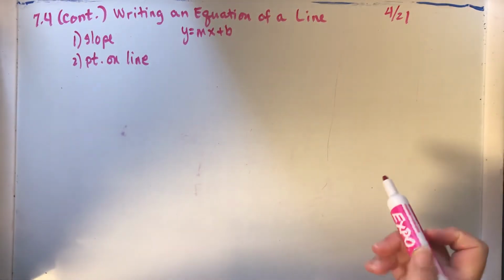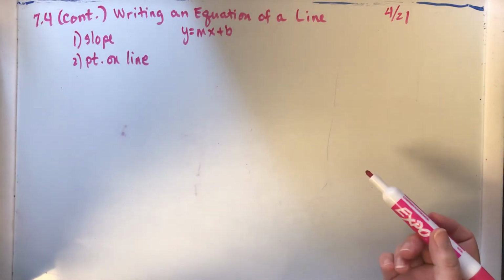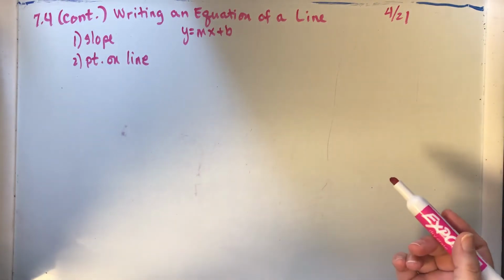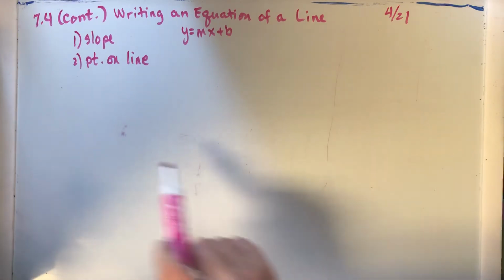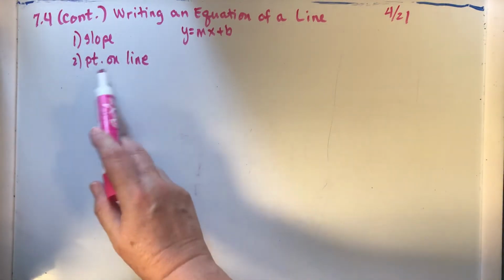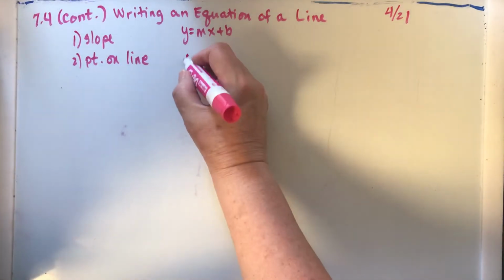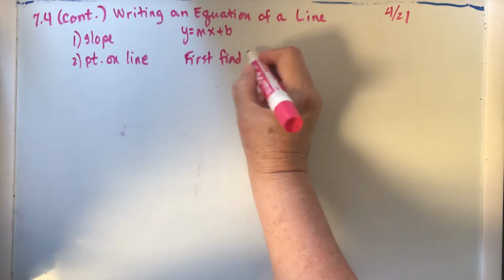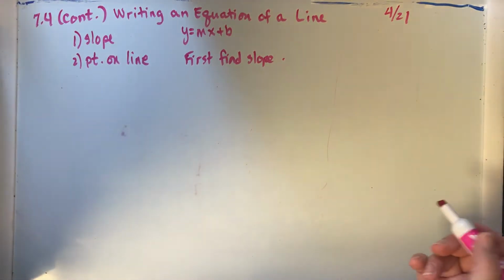So today, instead of giving us the slope, they're going to give you just 2 points on the line. So what you're going to have to do first is find the slope. If you're given just 2 points on the line, in order to write the equation of a line, you have to know the slope and a point on the line. So first, find slope. The homework you did yesterday already gave you the slope, so this is going to take one extra step.